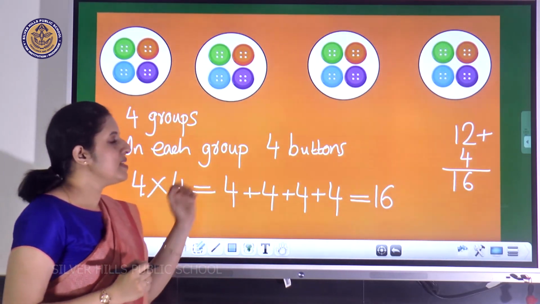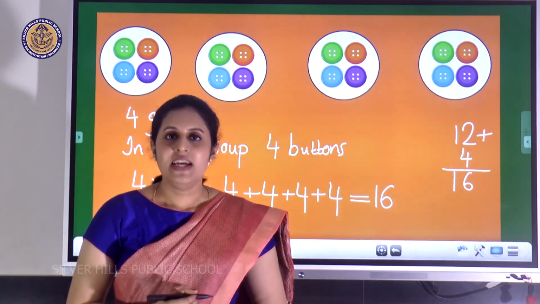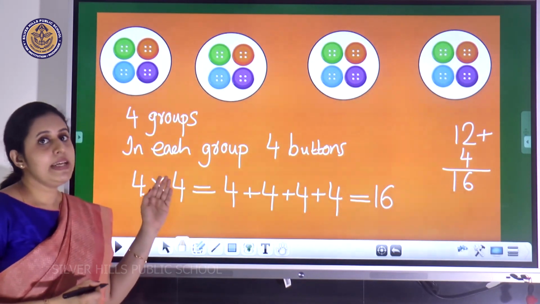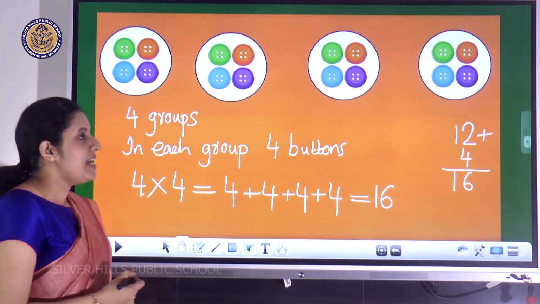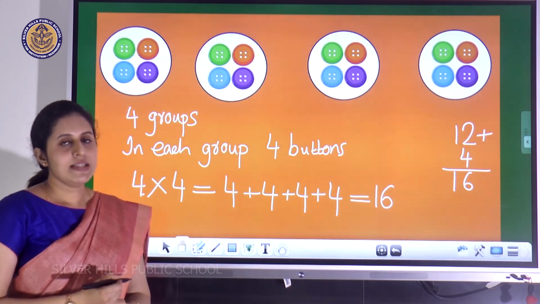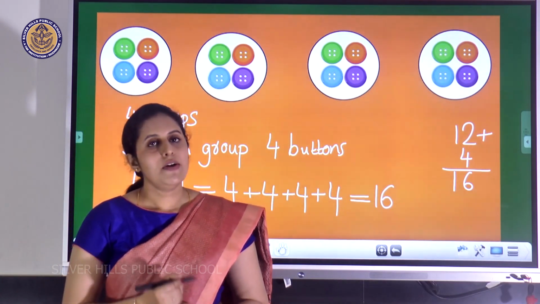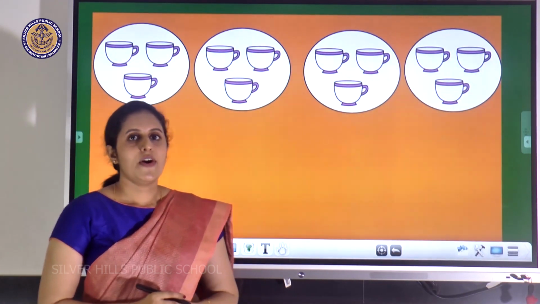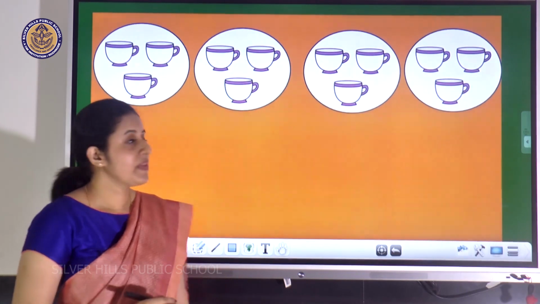So, how many buttons are there altogether? 16 buttons are there altogether. See, this is how you do this in multiplication method. So, we have found out that there are 16 buttons altogether. Now, let us see another example for the same multiplication. This is your last example on calculating how many objects are there in total.